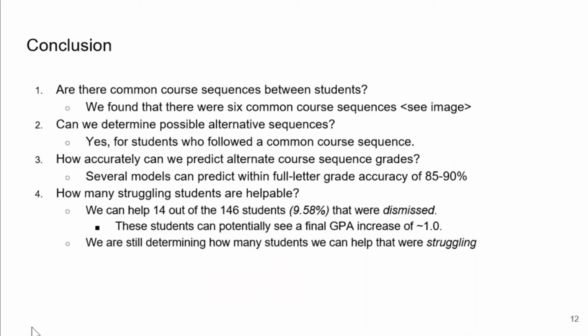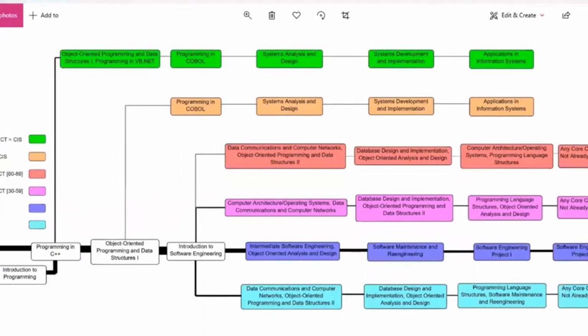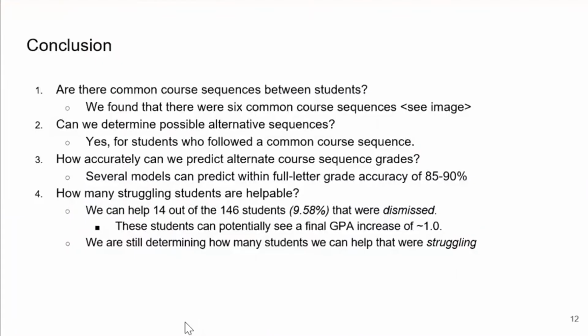We made a diagram that we can pull up here. And this diagram represents all the common courses we found in our data set, with the thickness of the lines representing how many students took that path. We also found that using this chart, we can determine alternate course sequences for students, but only if they were already following one of the paths listed. The models used can usually predict within full letter grade accuracy around 85 to 90% of the time.